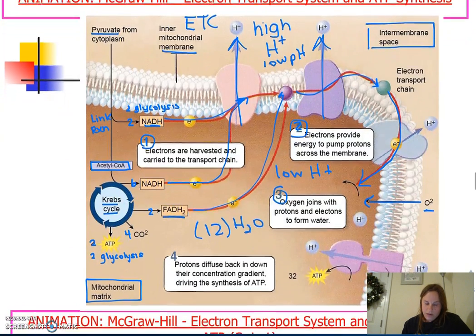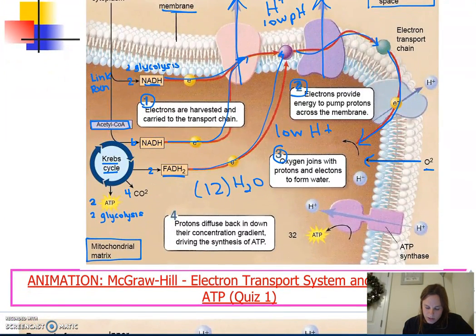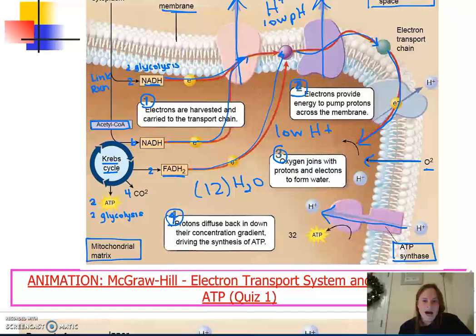Now, when protons diffuse back down their proton gradient, they do so via facilitated diffusion, meaning they need the help from ATP synthase. And what that does is drives the synthesis of ATP. So I am able to produce 32 ATP when my protons diffuse back down their concentration gradient.